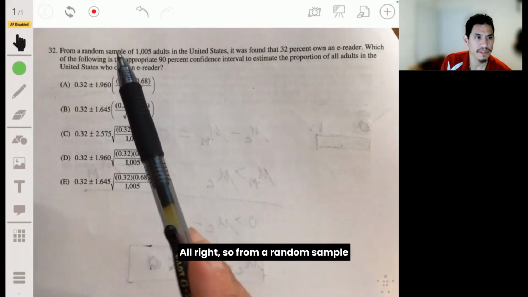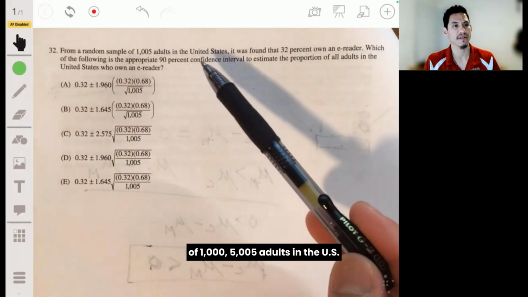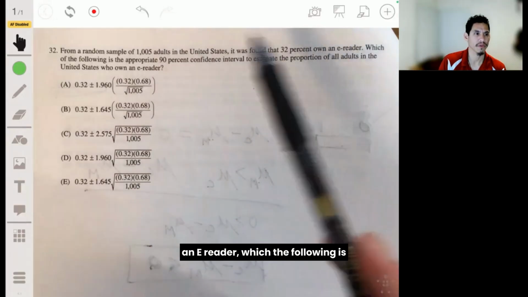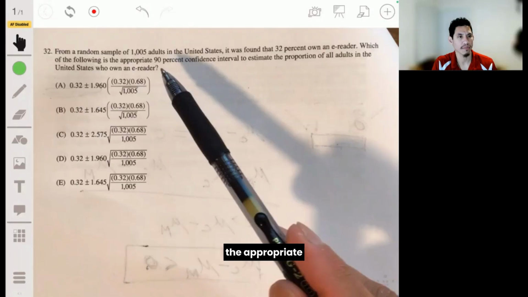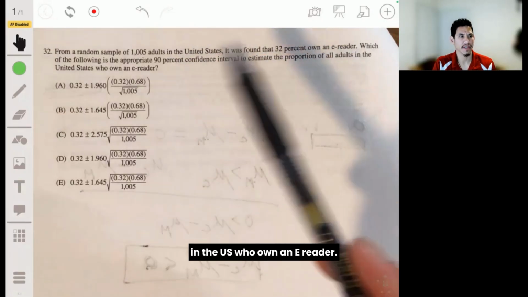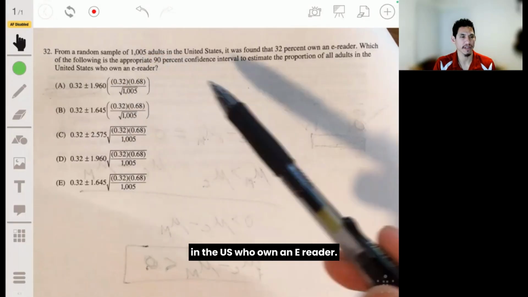All right, so from a random sample of 1,005 adults in the US, it was found that 32% own an e-reader. Which of the following is the appropriate 90% confidence interval to estimate the proportion of all adults in the US who own an e-reader?